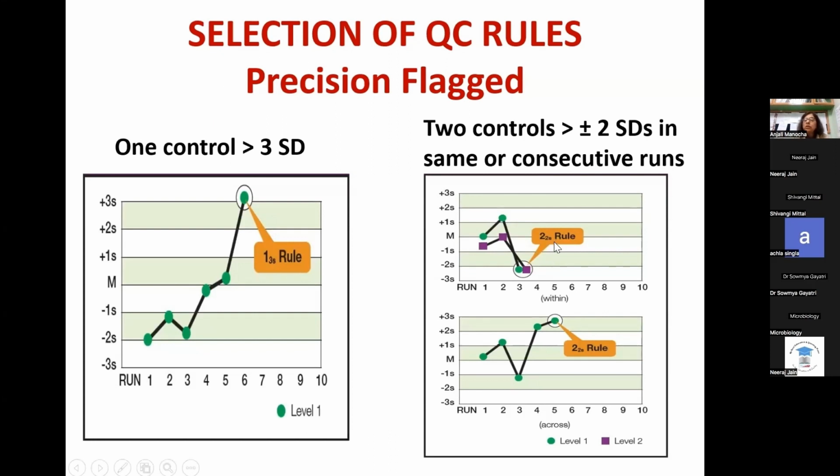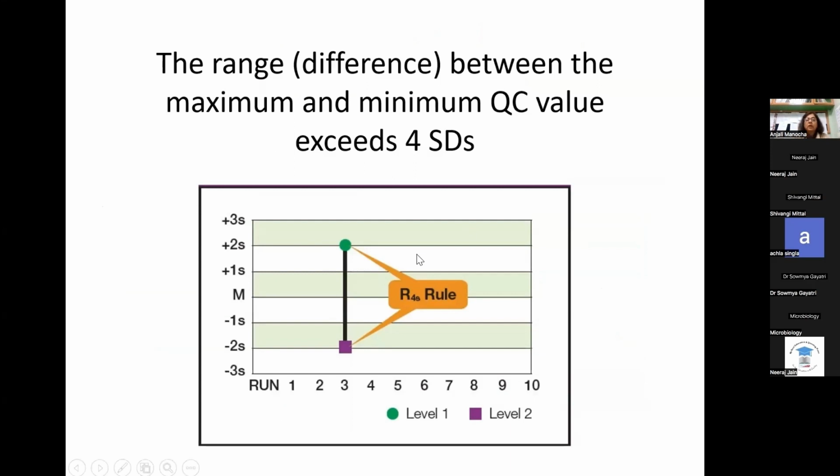Similarly, there is a rule which is called the 2-2S rule, where two consecutive controls are out beyond 2SD. They could be minus 2SD or plus 2SD, beyond these 2SD limits. So these two will tell you how to flag the precision. Here is another one that flags precision, which is the R4S rule, and that is minus 2S and plus 2S.